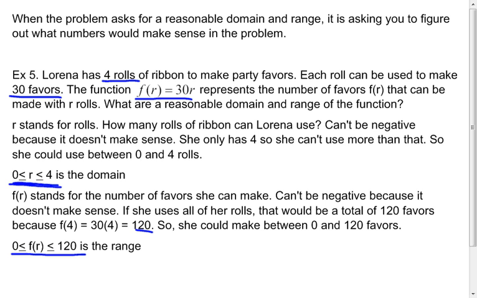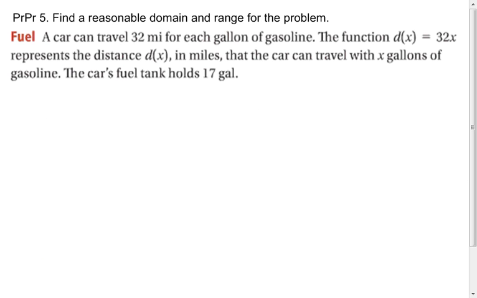Domain, that's the numbers I'm plugging in. Range is the number I'm getting out for my answers. So when it says a reasonable domain and range, this is what it's asking you for. What numbers would make sense to plug into the problem, and what numbers would make sense to get out of the problem. Last example here, or last practice problem, find a reasonable domain and range for that.